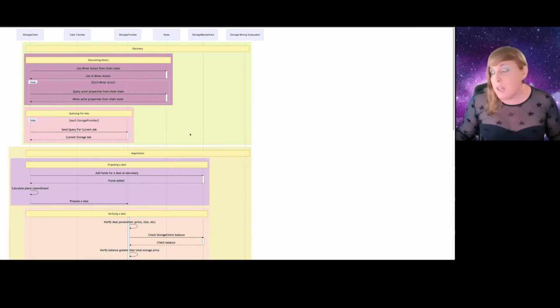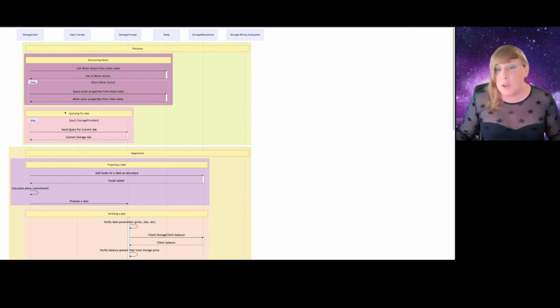So the very first step is the discovery step. In the discovery step, the very first thing we can do is get a list of all the miners from the chain. That may be something that the user of Filecoin who's making a deal does. Maybe they already know their miner.